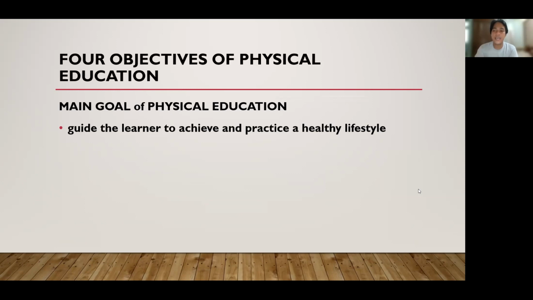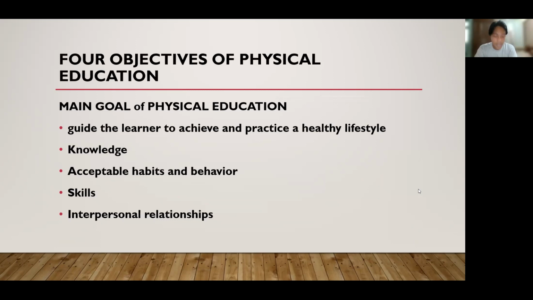To achieve and practice a healthy lifestyle that can be acquired through what? Okay, you can achieve and practice a healthy lifestyle that can be acquired by knowledge, acceptable habits, behavior, skills, and interpersonal relationships. Okay? So, you can acquire a healthy lifestyle through your knowledge, acceptable habits and behavior, your skills, and also interpersonal relationships. Okay?